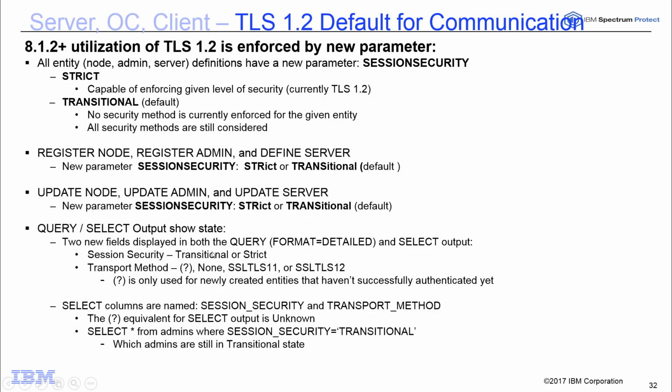And so for the session security, you would either see transitional or strict. And for the transport method, it'll either be a question mark, which means that these entities haven't successfully authenticated with anybody yet, it'll be none, it'll be SSL-TLS 1.1 or SSL-TLS 1.2. The select columns are named session_security or transport_method. So for instance, you could do this select command here, select star from admins where session_security equals transitional, and that would show you all of your admins that are still in transitional state.